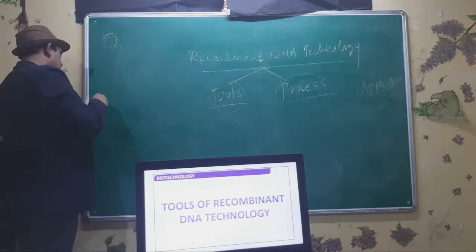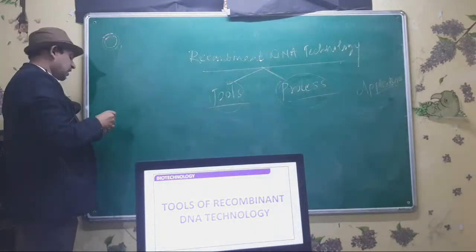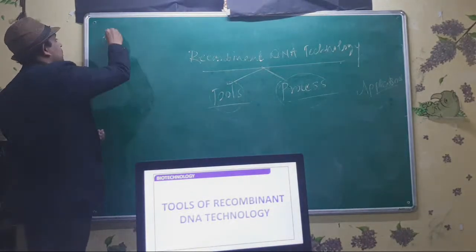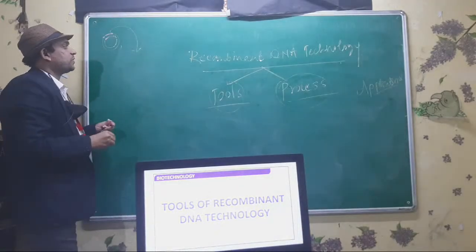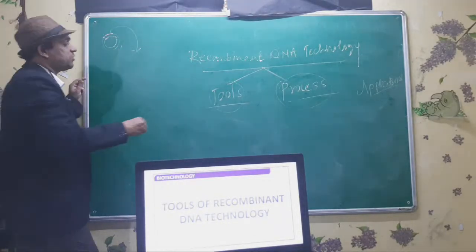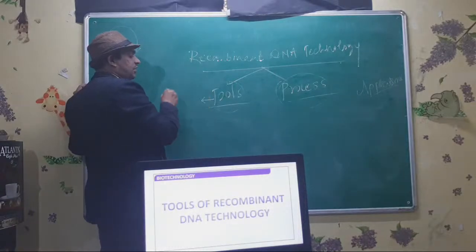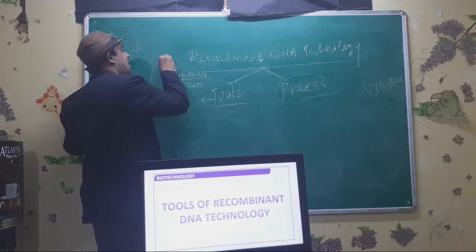So what we need to understand here is that the first step in recombinant DNA technology is the isolation of the DNA strand. In order to separate, isolate or cut this DNA, we need a specific tool for this whole process. Here we require a scissor, called the molecular scissor, which is in the form of an enzyme, and this is nothing but the restriction endonuclease.